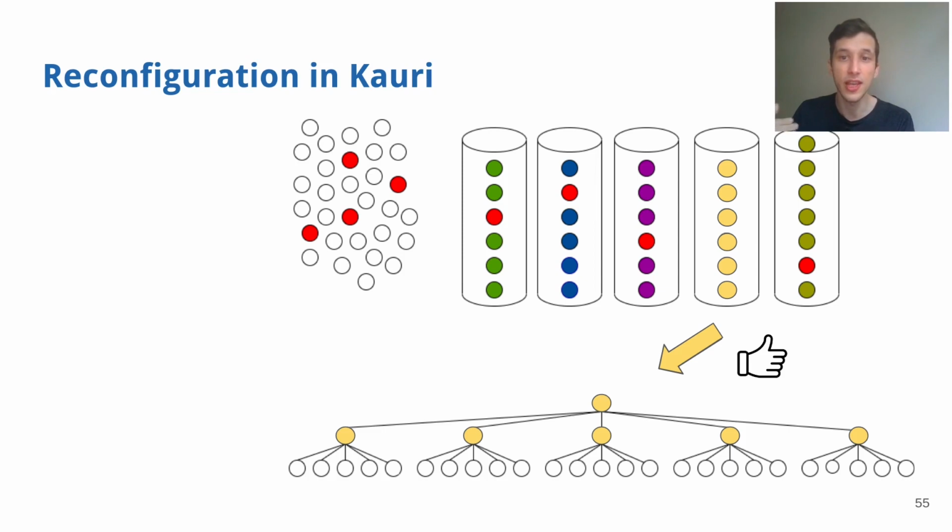This way, Kauri is able to offer optimal reconfiguration for small numbers of failures, which arguably is the most common case. In the unlikely case of large numbers of failures, Kauri can still fall back to a star topology, similar to the other tree-based approaches, maintaining both safety and liveness.